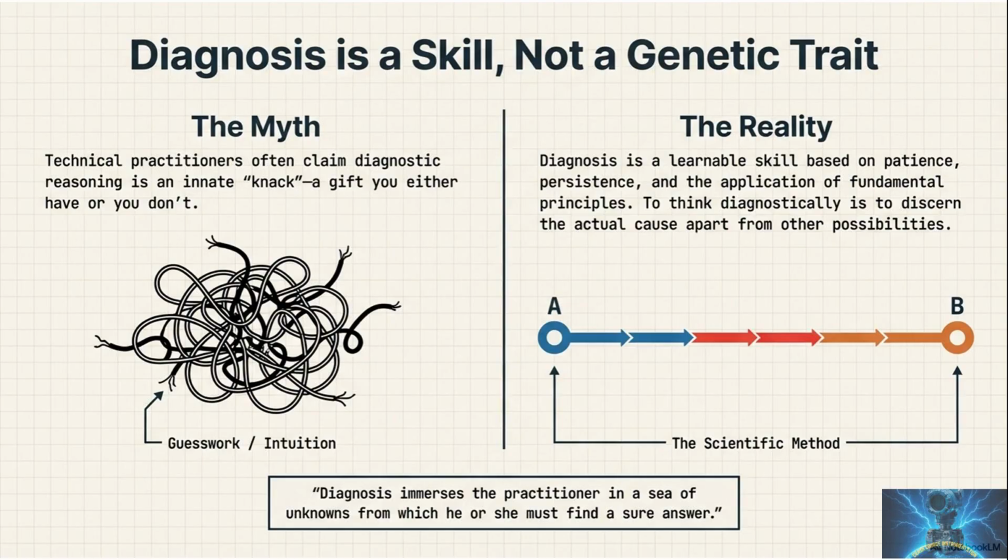A lot of techs believe good troubleshooting is a natural gift. You either have the knack or you do not. The reality is that diagnosis is learnable. It is patience, persistence, and method. The difference between guesswork and diagnosis is structure: observation, hypothesis, test, and update. The fastest troubleshooters are not the most confident. They are the most disciplined about letting evidence steer.